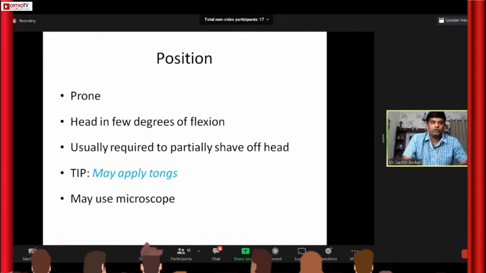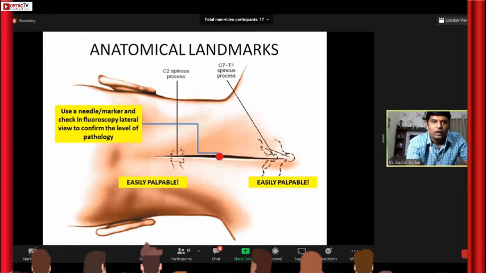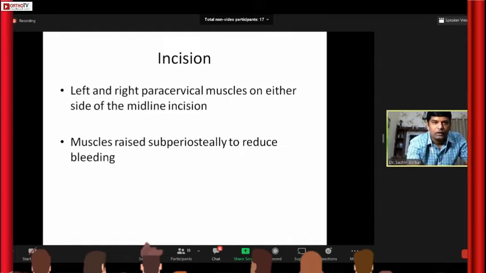So the standard position, prone and a few degrees of flexion or a bit neutral. You can apply tongs to stabilize the spine, may use microscope, may or may not use. It's usually not required. It even can be done with naked eye. And this is the standard midline exposure from the inion to the C7. C2 spinous process and C7 are usually palpable on deep palpation, and you can use it as a guide to expose the midline. Then, as I said, the intermuscular plane and subperiosteal dissection to reduce bleeding, to expose the entire spine.